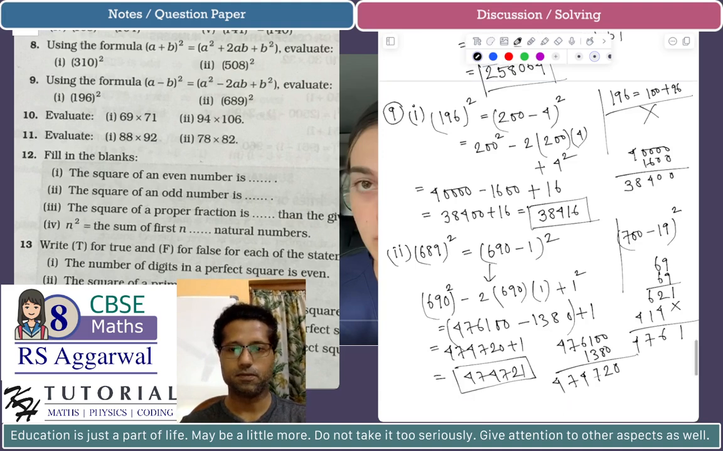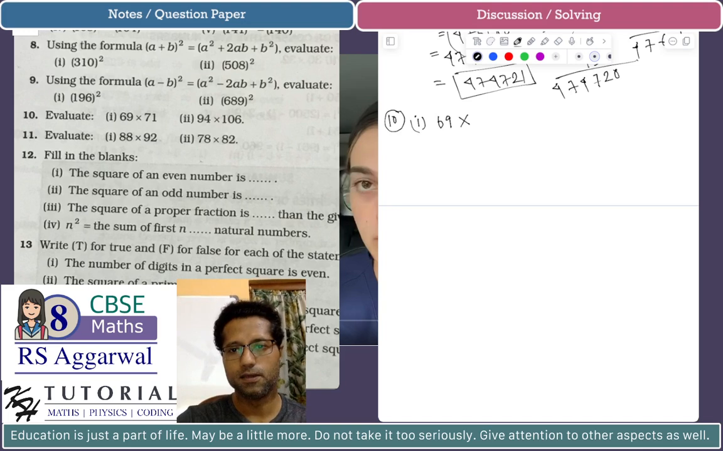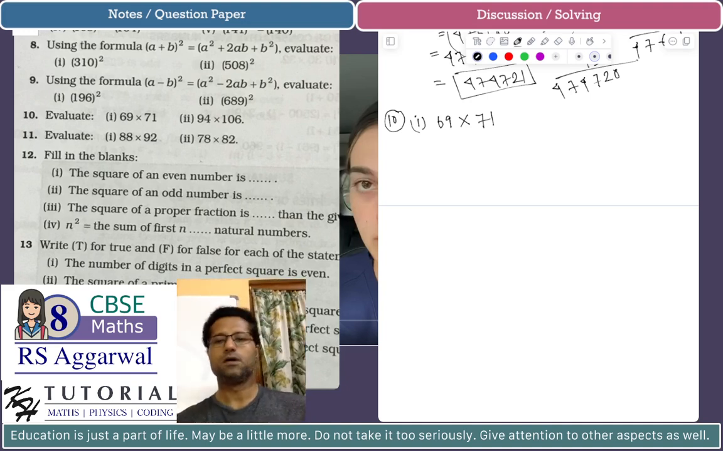Okay, that was question number 9. What is question number 10? Question number 10 is evaluate. Part 1: we can see it is a product of two numbers. What are the numbers? 69 multiplied by 71.